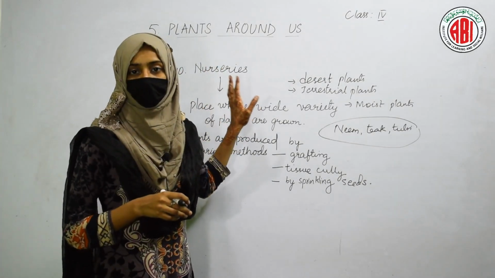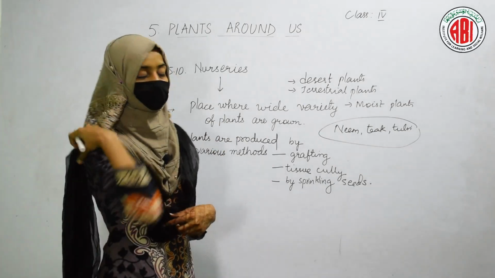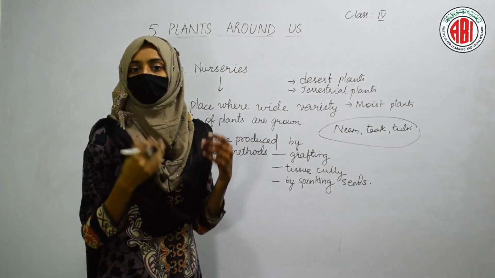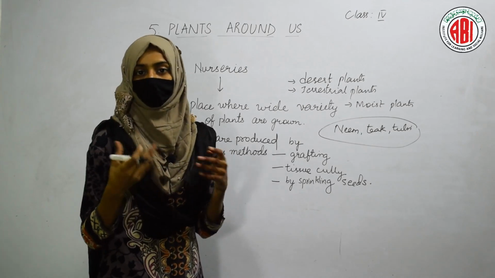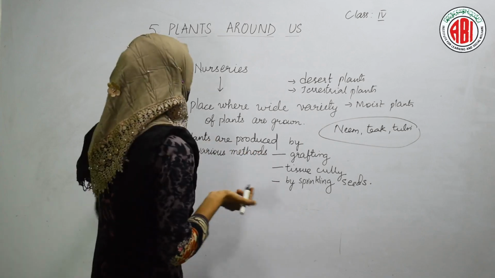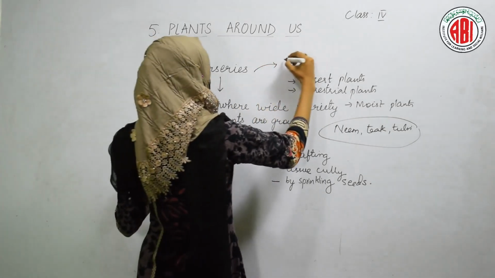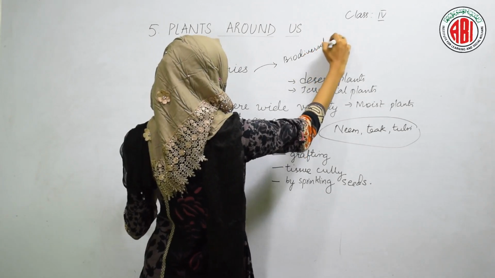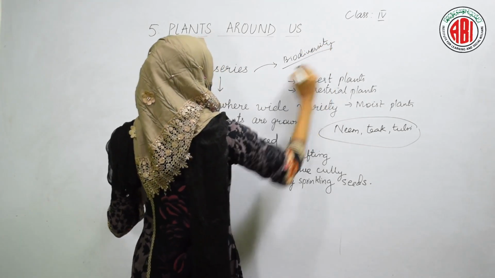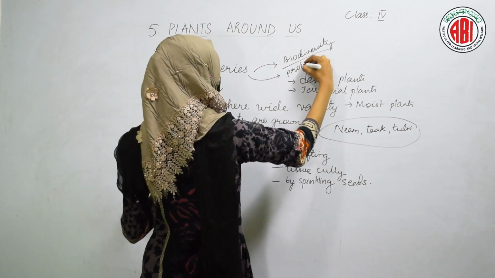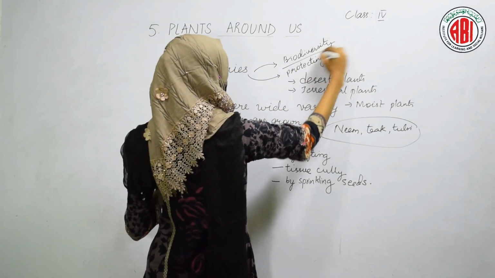So a nursery is a place where you find biodiversity, because in a small pot you can grow a desert plant like cactus, you can grow a bonsai plant. So in this way, it is a place where you can see the biodiversity. It enhances the biodiversity, and these nurseries are the places that play a crucial role in protecting the environment.